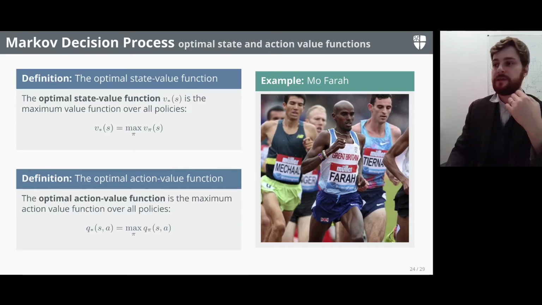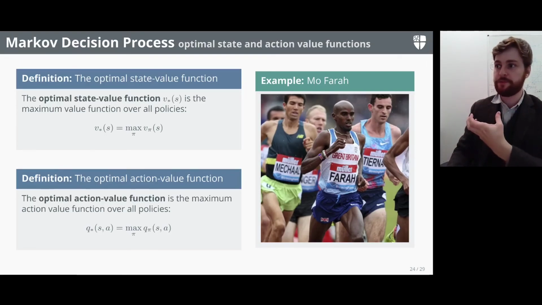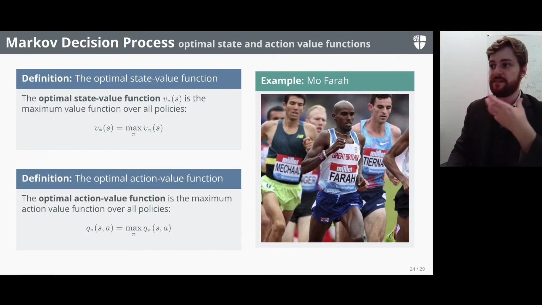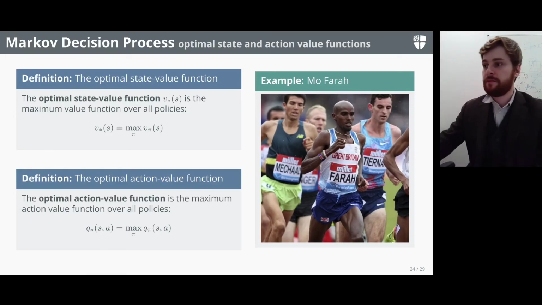So, for example, like Mo Farah winning the gold medal here, for him to get the best possible value, he must also have the best possible policy, which is doing all his warm-up routines, his dieting, his pacing strategies. Let's just read the definition of this, which is to say that the optimal state value function is the maximum value over all policies. So the optimal value function for being in a state is the maximum for all policies of the value function of being in that state.